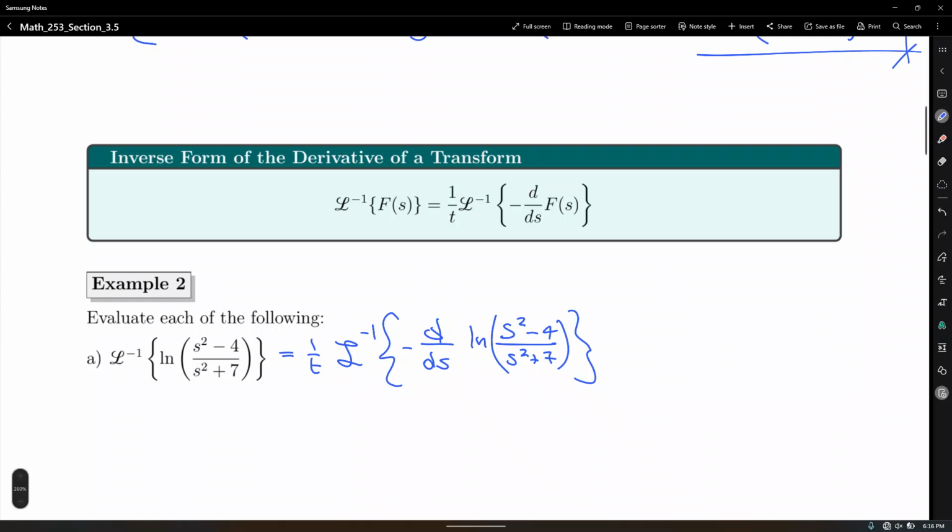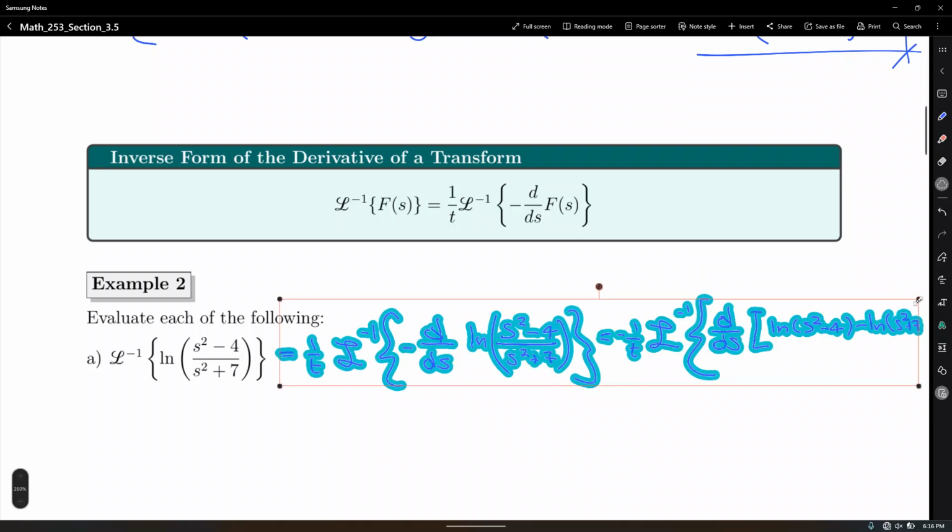Okay, so this is what we're going to do. Actually, for our convenience, I'm going to take this negative sign outside. That is negative 1 over t, inverse transform of, oh, come on, the derivative with respect to s of ln of (s squared minus 4), minus ln of (s squared plus 7). Can we make some room? Maybe make this smaller.